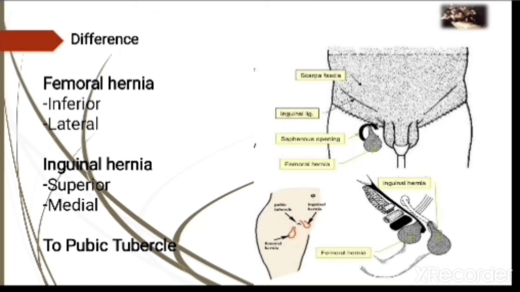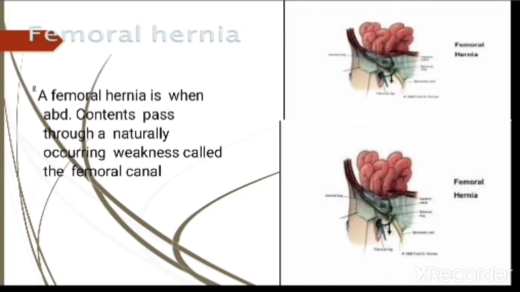Now there is a difference between femoral hernia and inguinal hernia. What is that? Femoral hernia can be felt inferior and lateral to the pubic tubercle, while inguinal hernia is superior and medial to the pubic tubercle. This is the basic difference between the femoral and the inguinal hernia. So this is the femoral hernia, where abdominal contents pass through the naturally occurring weakness in the thigh, that is the femoral canal. So this completes our topic, the femoral triangle.